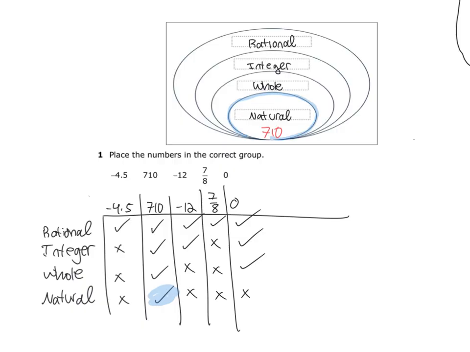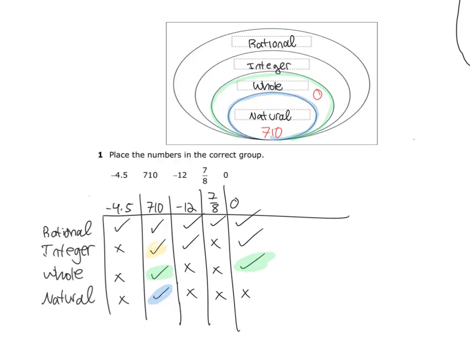All right, let's look at our next set of numbers. That's going to be our whole numbers. We said 710 is whole. It still is. And then 0 is also a whole number. So 0 is whole, but it's not a natural number. So it's going to go right there. All right, let's work our way down to our integers. 710, whoops, need a different color.